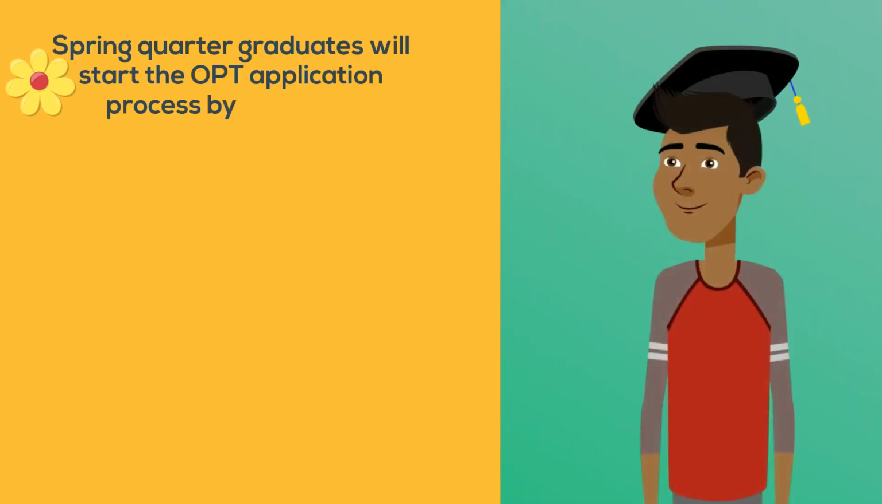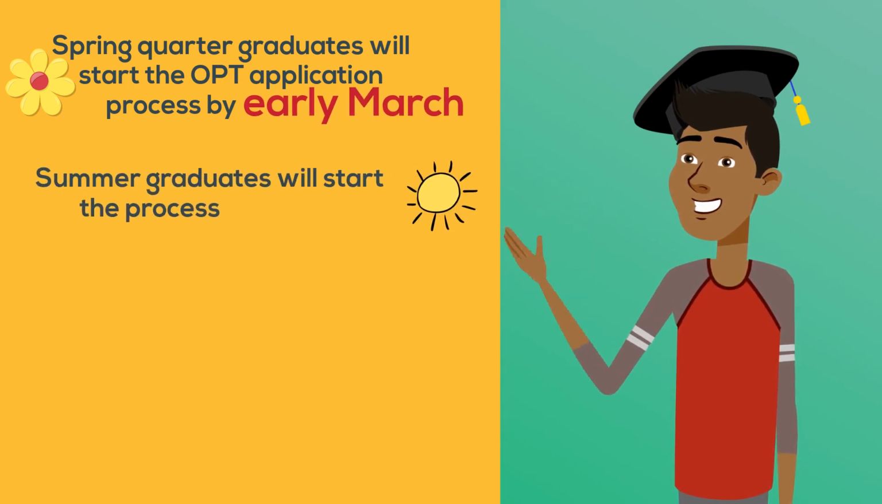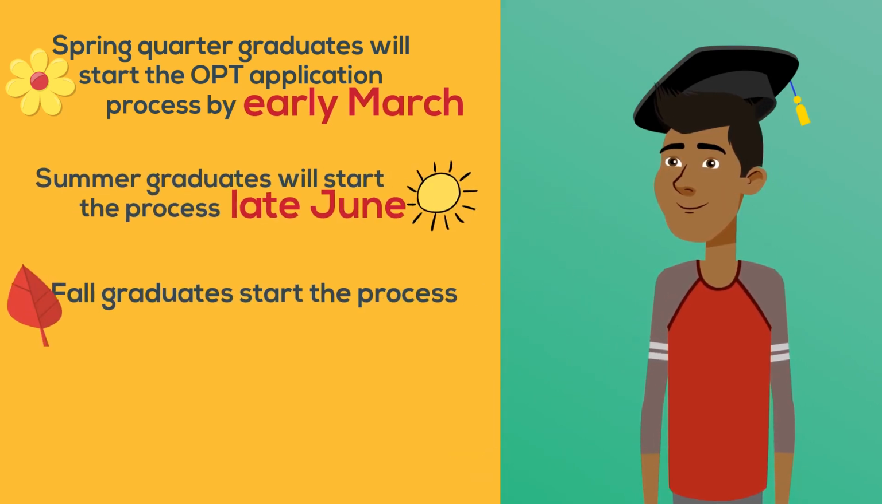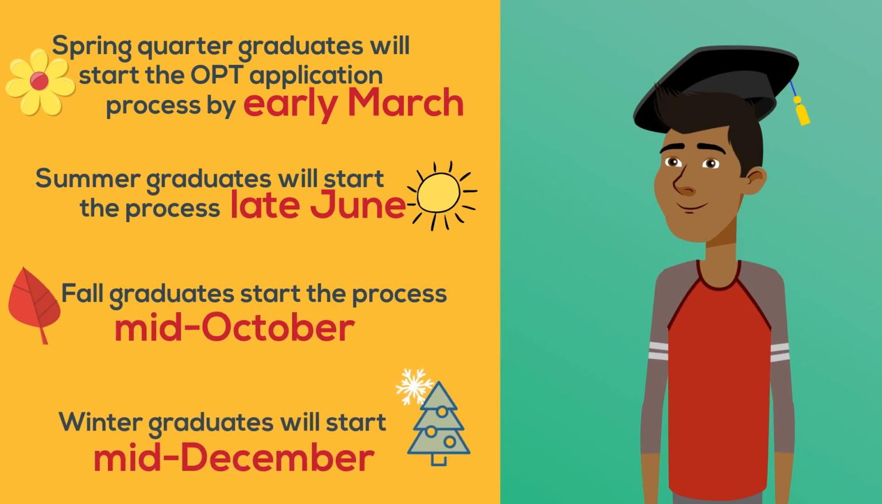Spring graduates will start the OPT application process by early March. Summer graduates will start the process late June. Fall graduates start the process mid-October, and winter graduates will start the process mid-December.